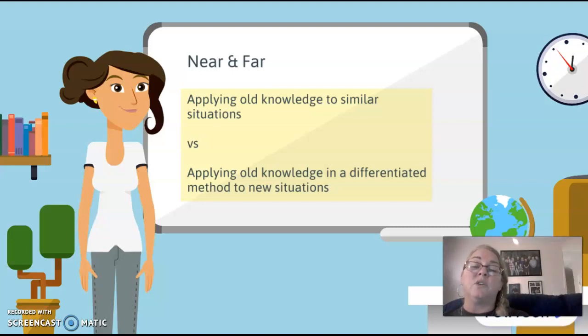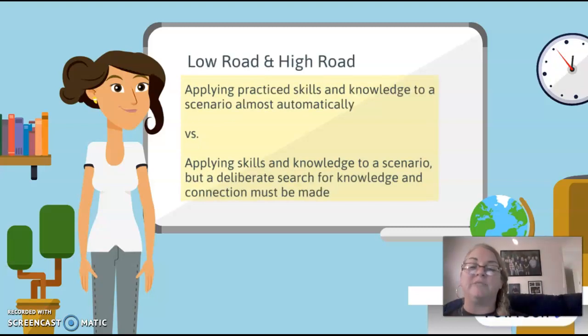So your old knowledge of swimming in a pool in a differentiated method to the new situation. So you might swim in someone else's pool, you might swim in the ocean, you might swim in the bay, and again that would be called generalization, but that would be the far transfer of learning.